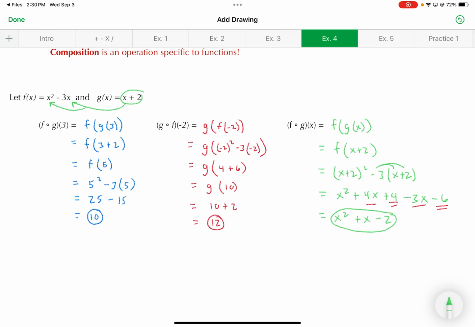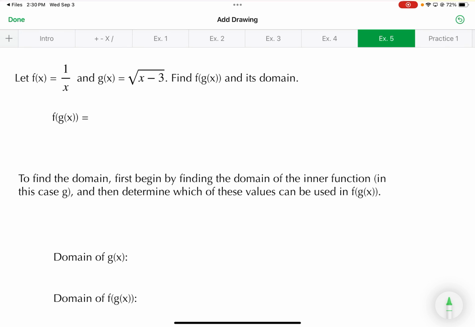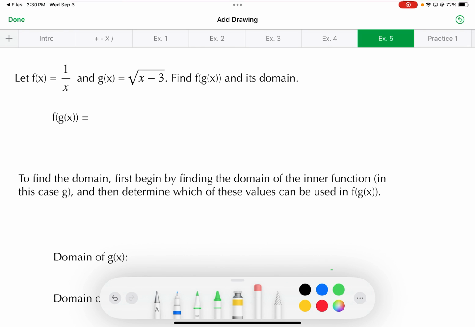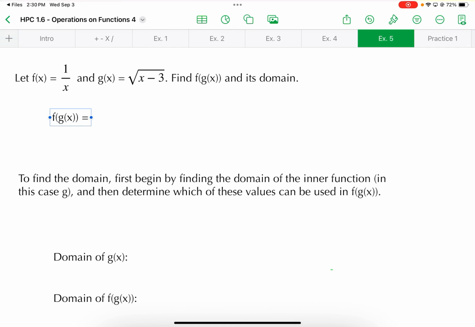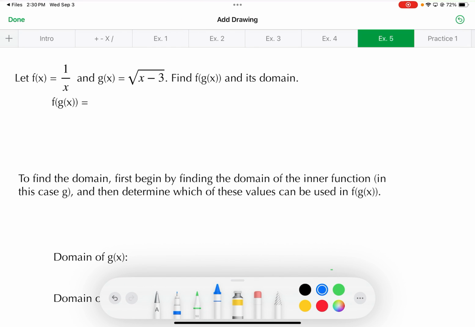All right, next we have two more functions and we want to find the composition as well as its domain now. All right, so f of g of x is f evaluated at the square root of x minus 3, right? We're taking this square root function and we're plugging it in right there is what this wants me to do. That's going to give me 1 over the square root of x minus 3.